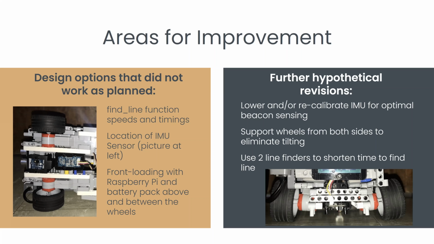Finally, in order to solve the inefficiency of the line finder program, we could use 2 line finders instead of 1. This would require rewriting some user-defined functions in the code that would make line sensing and finding more effective and efficient.